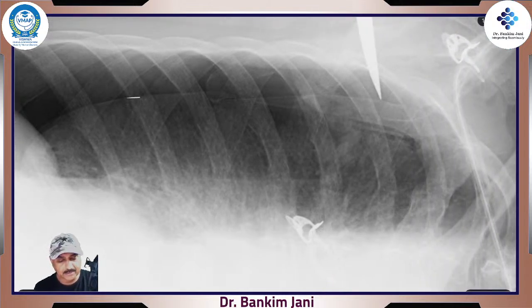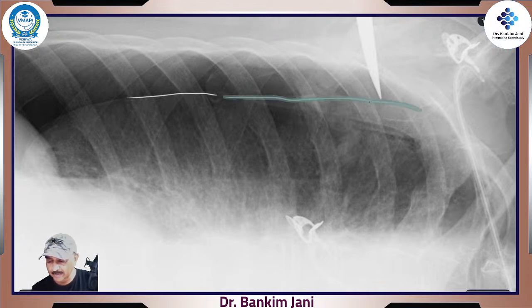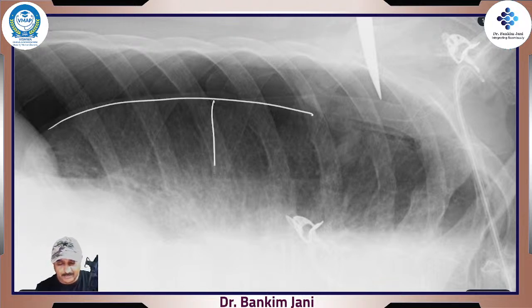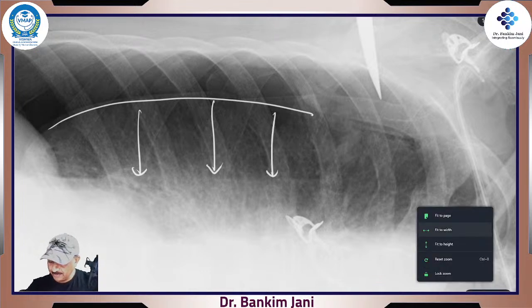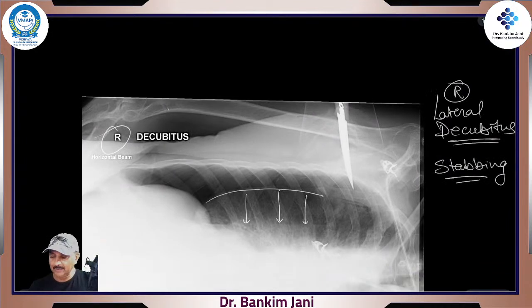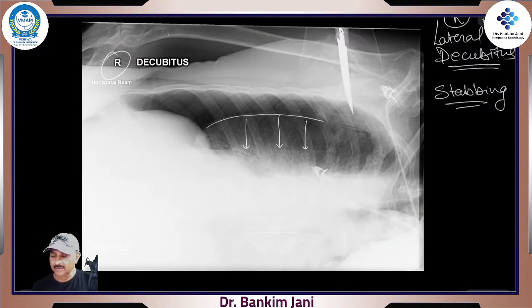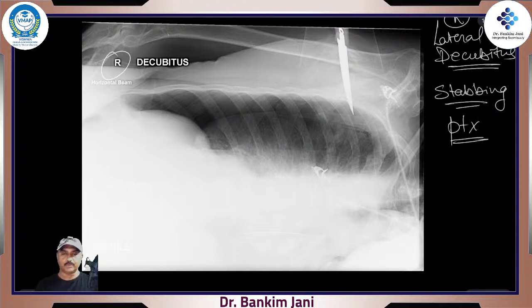Right, this is the pleural line, and see, this is the stab, right? And the lung, as if the lung is falling. Lung falls. So this is the pneumothorax, the right lateral decubitus stabbing pneumothorax, because of the stab. Just remove this. You can watch it properly.